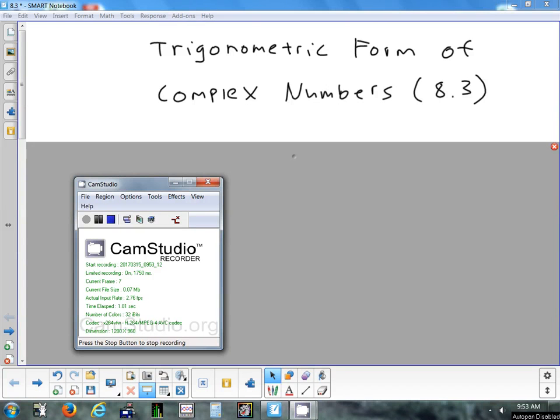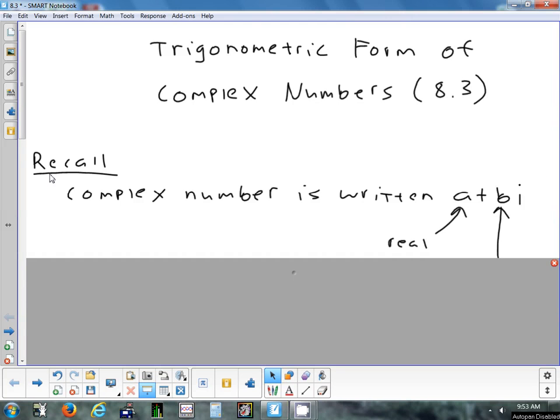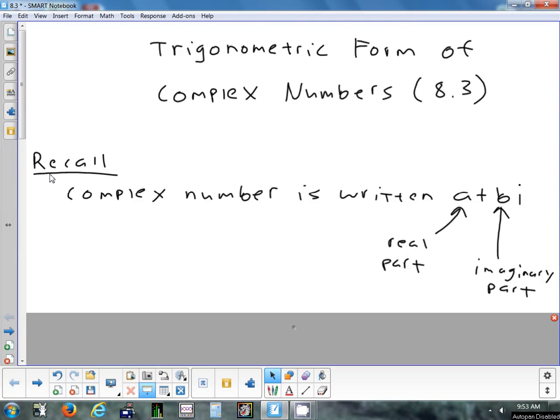All right, so the next two sections, we're going to take a look at writing complex numbers in what's called trig form. We've been writing complex numbers in standard form, like 2 plus 3i. That's a complex number in standard form. Standard form is fine if you want to add and subtract numbers.